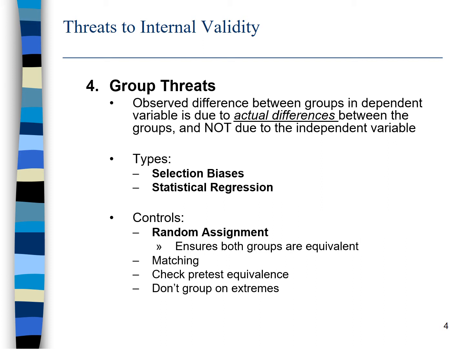Another thing that we see, and your book actually gives a pretty good example of the second group threat, which is statistical regression.